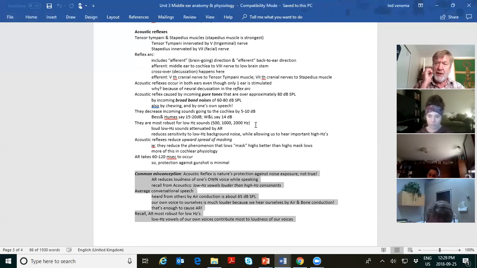The acoustic reflex occurs to temporarily, while you're talking, tighten the middle ears. Those two muscles pull on the middle ear ossicles, making your middle ear work poorer, on purpose. So it's nature's way of making your middle ear work worse. Why? To dull the loudness of your own voice while you speak. Because you hear yourself through air conduction and bone conduction, whereas you hear other people only through the air.